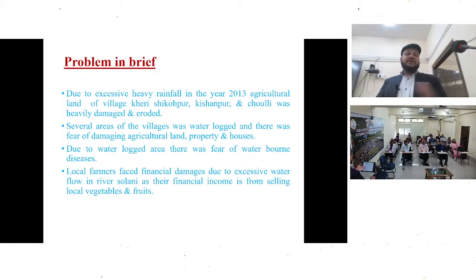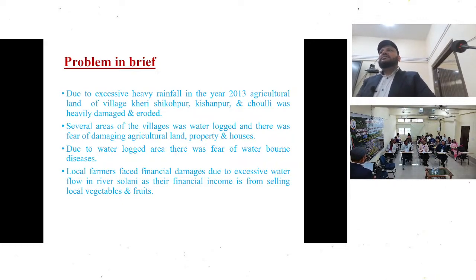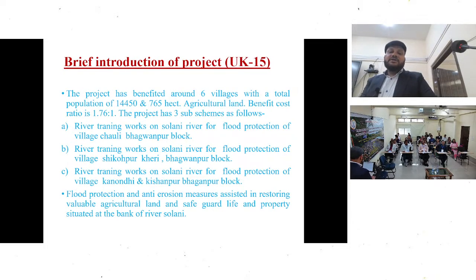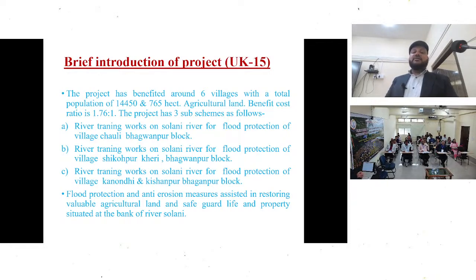Then the project came to GFCC. We appraised that project, and after that it was included in FMBP. Then we did monitoring, and after monitoring this project has been completed and has successfully served the purpose. A brief introduction of the project: it has benefited around 6 villages with a total population of around 14,000 and 765 hectares of agricultural land, and the benefit cost ratio was 1.76.